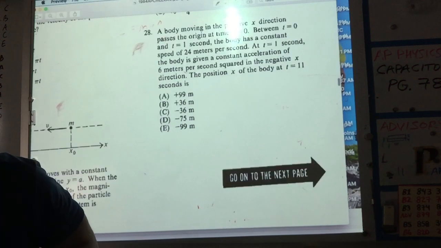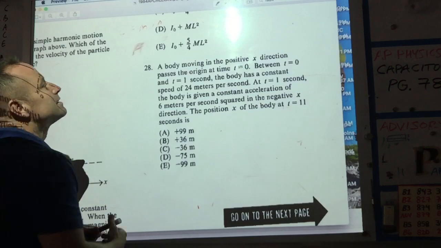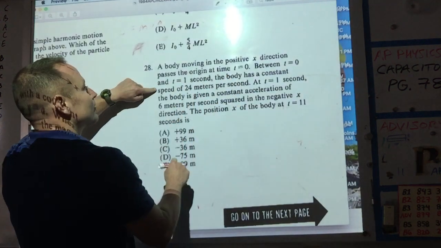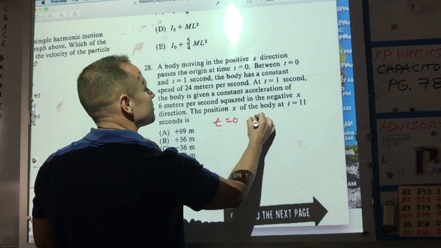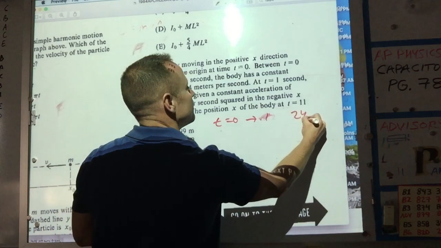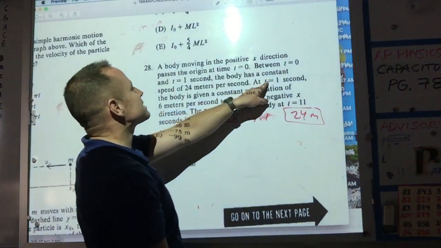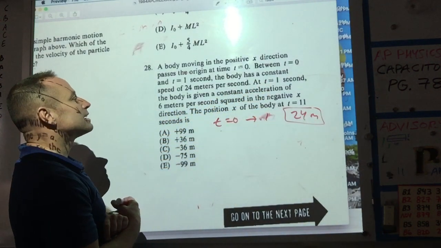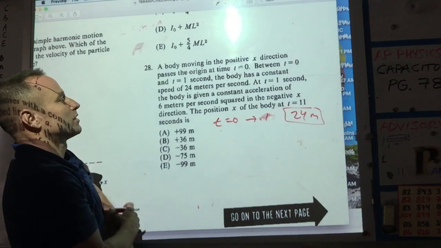28. A body moving in the positive x direction passes the origin at t equals 0. Okay, constant speed. Then we do constant acceleration. Oh, we just want to know where it is. This is kinematics. For the first second, we're going 24 meters per second. So from t equals 0 to 1, we go 24 meters. We'll store that in the bank. Now we have to get the next part. At t equals 1 second, it's given a constant acceleration in the negative x direction, and then they want to know the position after 11 seconds.